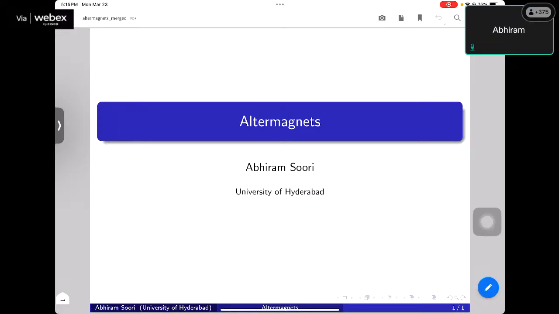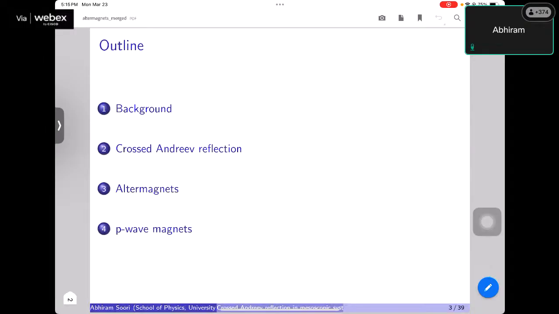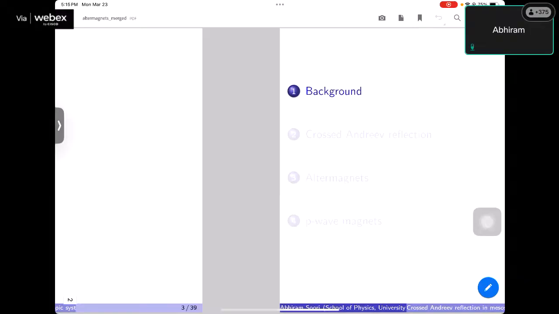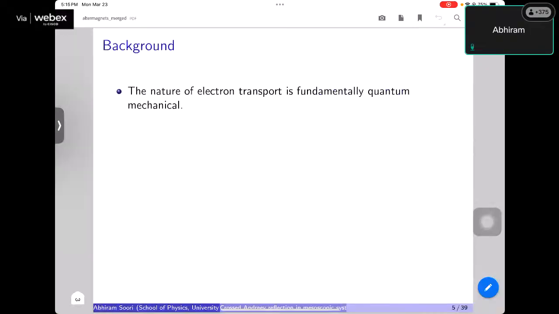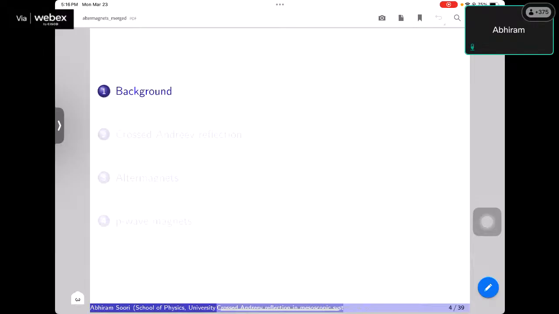Okay, so I'll tell you what altermagnets are, and also I'll tell you about some of the work that I have done in the context of altermagnets. So cross-sectional reflection I have already told you, but I'll go through it quickly again. And altermagnets can be used to study or enhance this phenomenon of cross-sectional reflection.